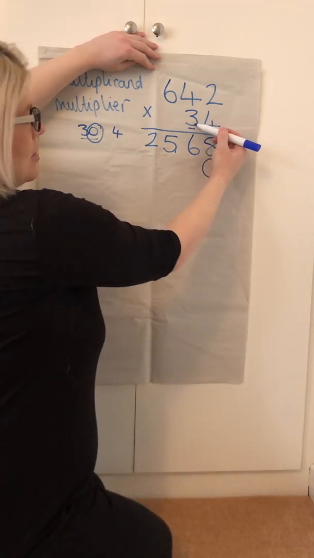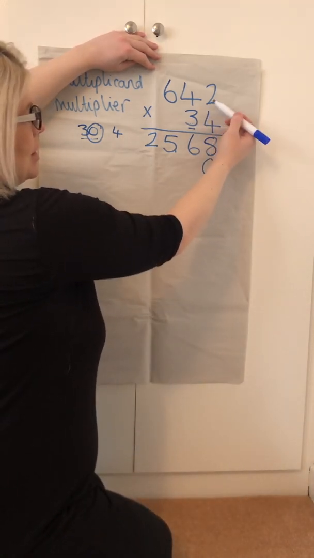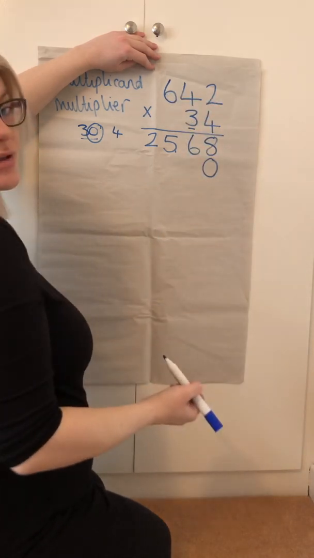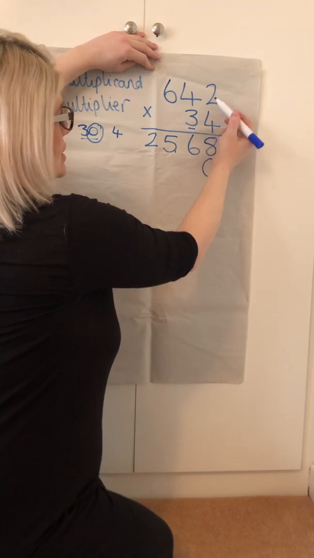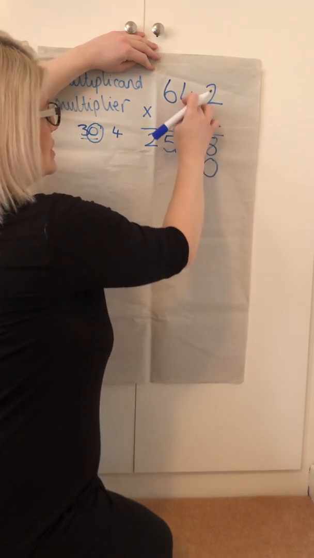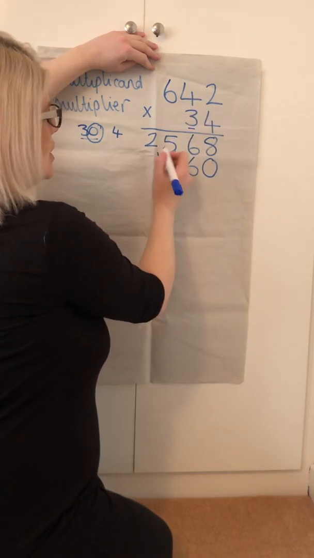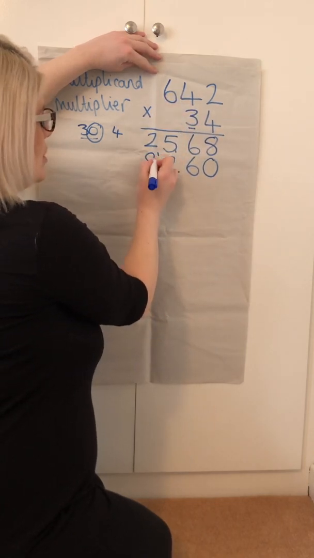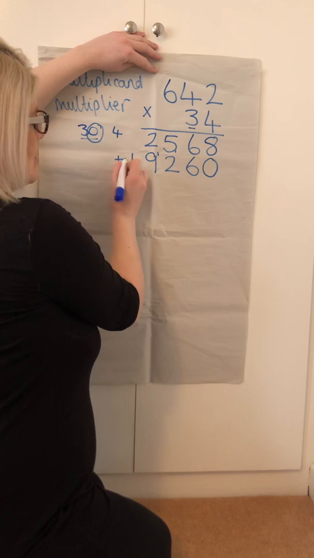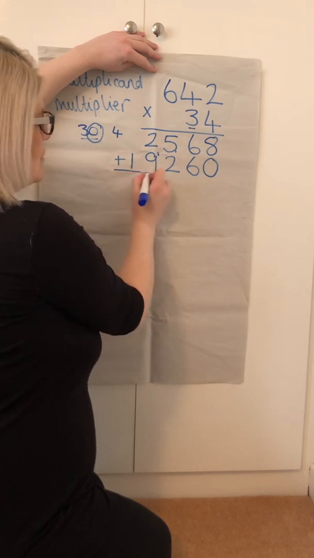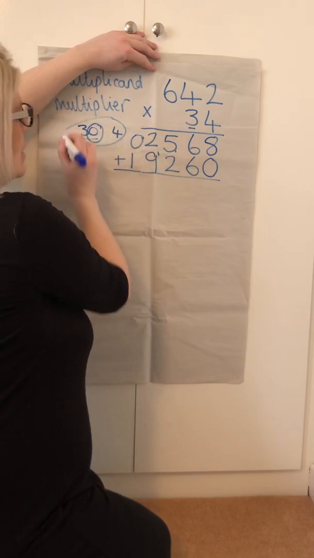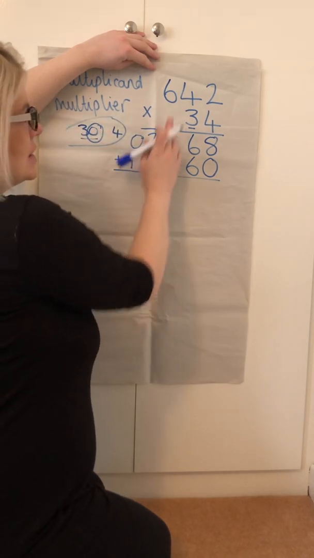So then I take my 3 and I multiply it by 2, 3 times 4, 3 times 6. So let's do that now together. 3 times 2 is 6, 3 times 4 is 12, 3 times 6 is 18, add 1 is 19. And be careful with our place value. You can put a 0 there if you wish, if you want to keep your numbers in line.